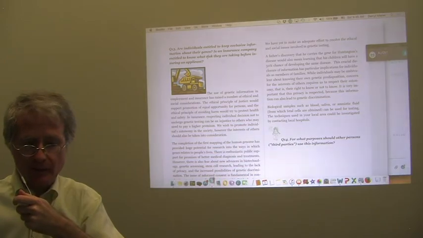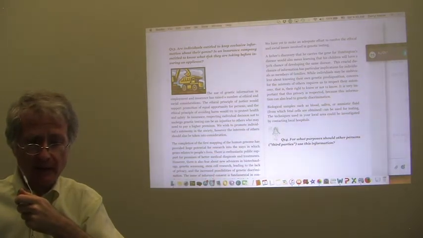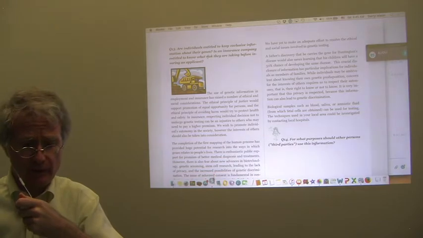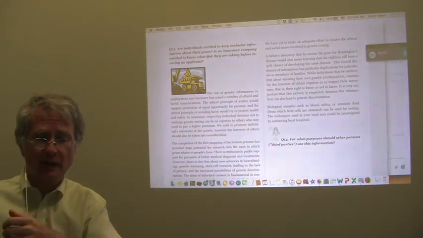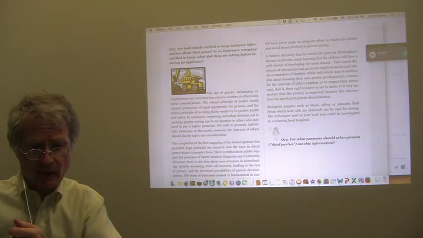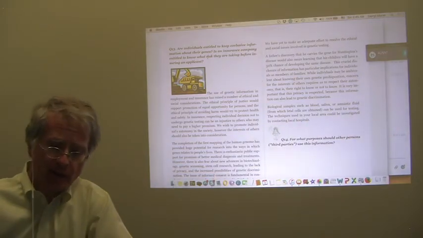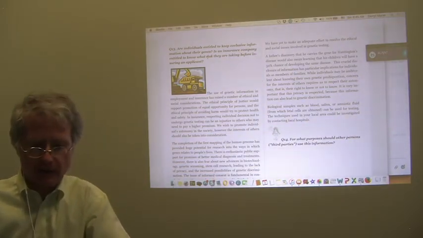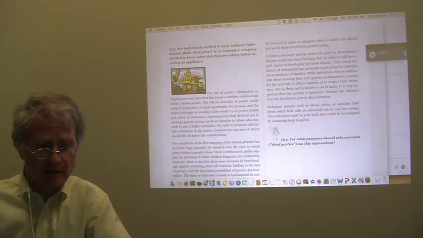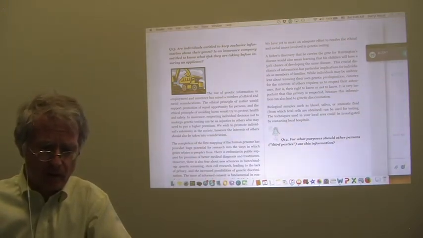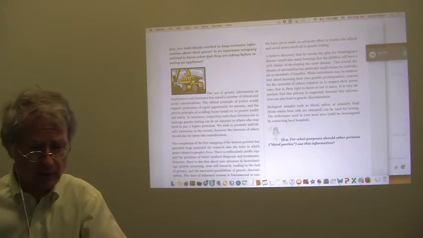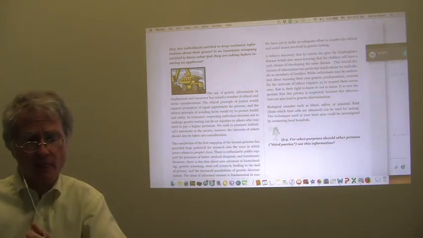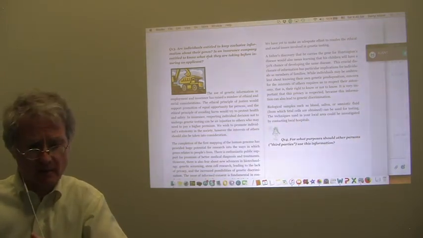So the use of genetic information in employment and insurance has raised a number of ethical and social considerations. The ethical principle of justice would support promotion of equal opportunity for persons, and the ethical principle of avoiding harm would try to protect health and safety. In insurance, respecting individual decisions not to undergo genetic testing can be an injustice for others who may need to pay a higher premium. We will wish to promote individuals' autonomy in a society. However, the interests of others should also be taken into consideration.